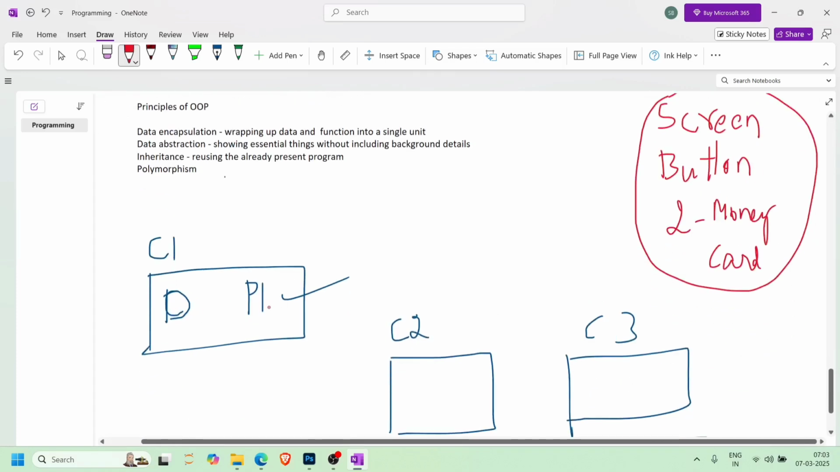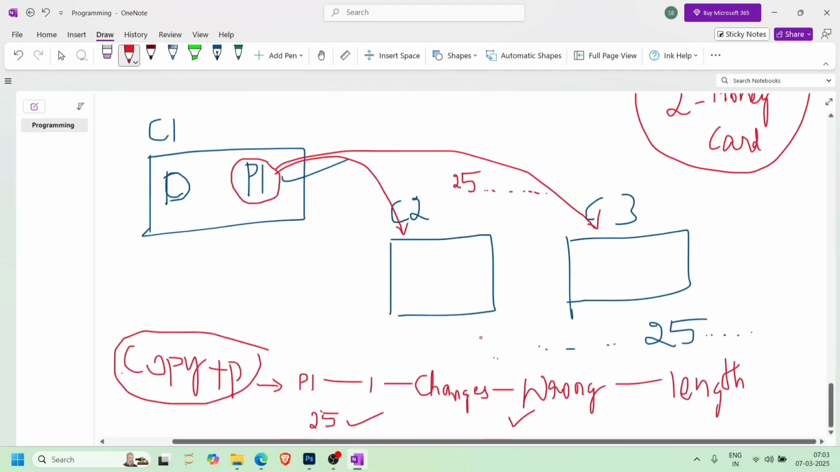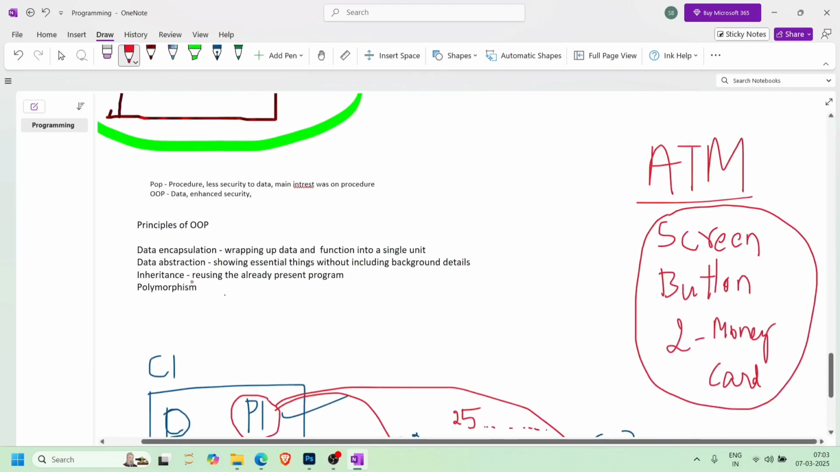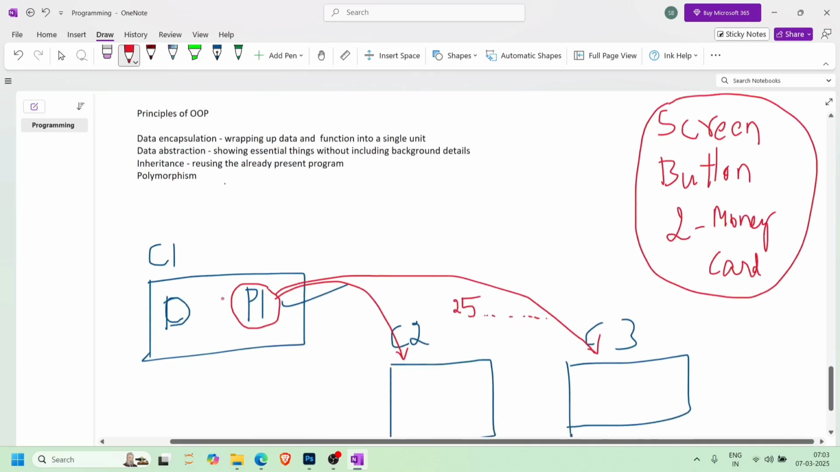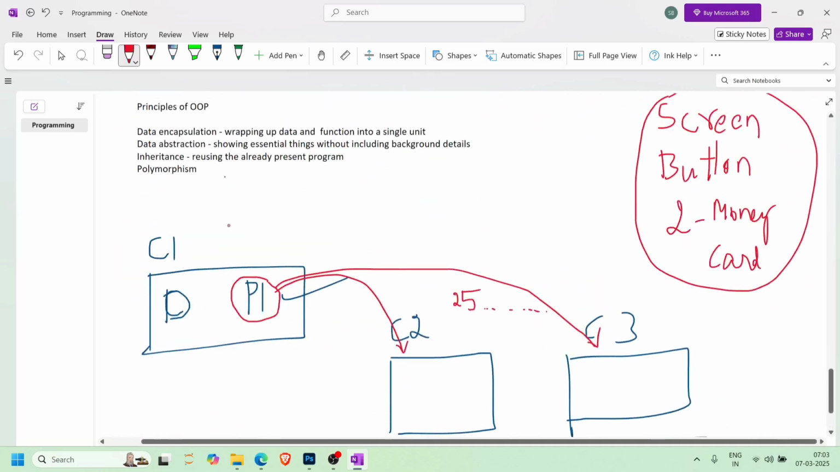What happens in inheritance? The code will be present in the first location and it will be reused by other 25 places. Not only 25, you can use it an unlimited number of times. This is called inheritance. So code is present once and it can be reused any number of times. That is called inheritance.